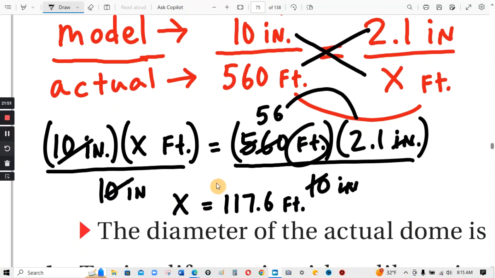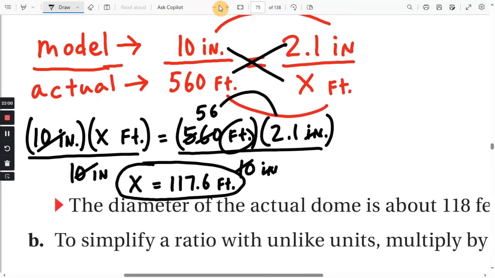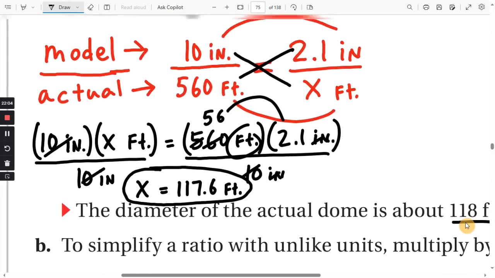All right, and I get 117.6. All right, so that's the same thing they got. They said it's about 118. I got the same thing.